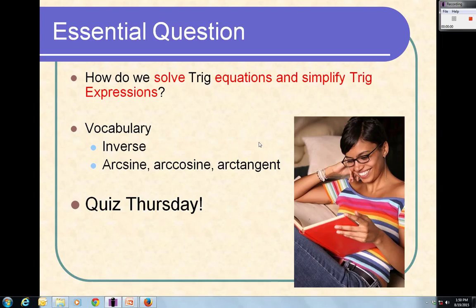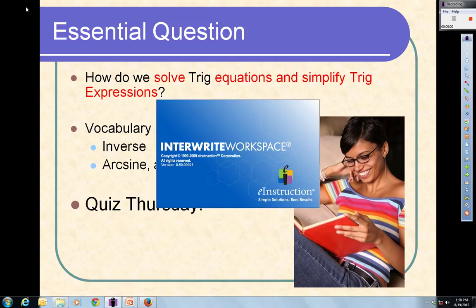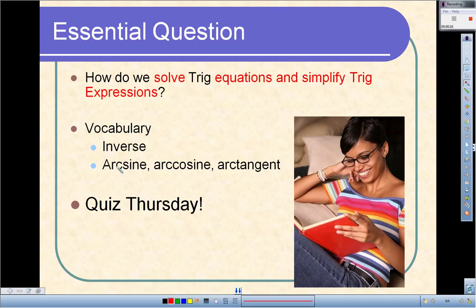Alright guys, your essential question for today is, how do we solve trig equations and simplify trig expressions? Your vocabulary are inverse, arcsine, arccosine, and arctangent. Just a refresher, notice that we only use the inverse and arc trig functions whenever you're trying to find an angle. So that might come into play again today.